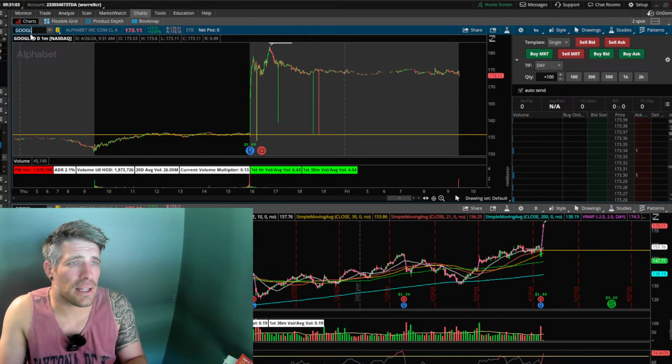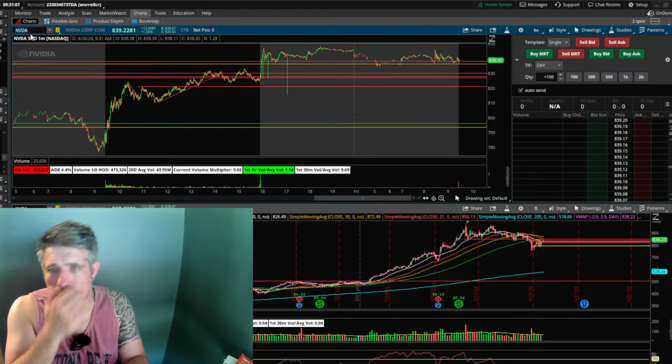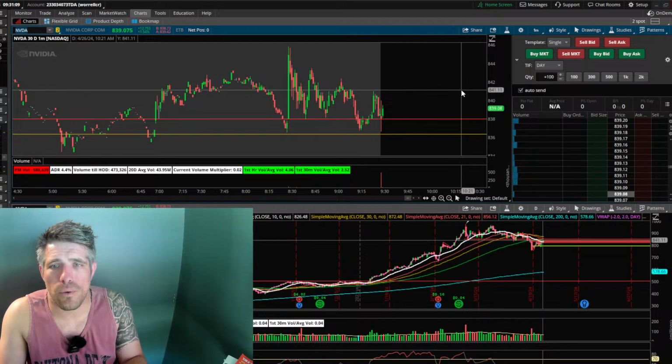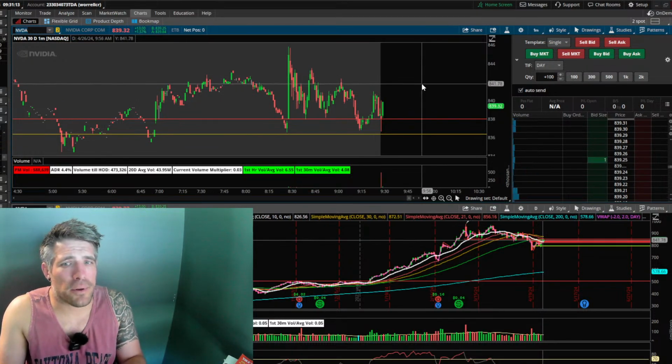Let's go ahead and look at the QQQs, and they're failing. NVIDIA is probably going to be doing roughly the same thing. NVIDIA is just popping around here.